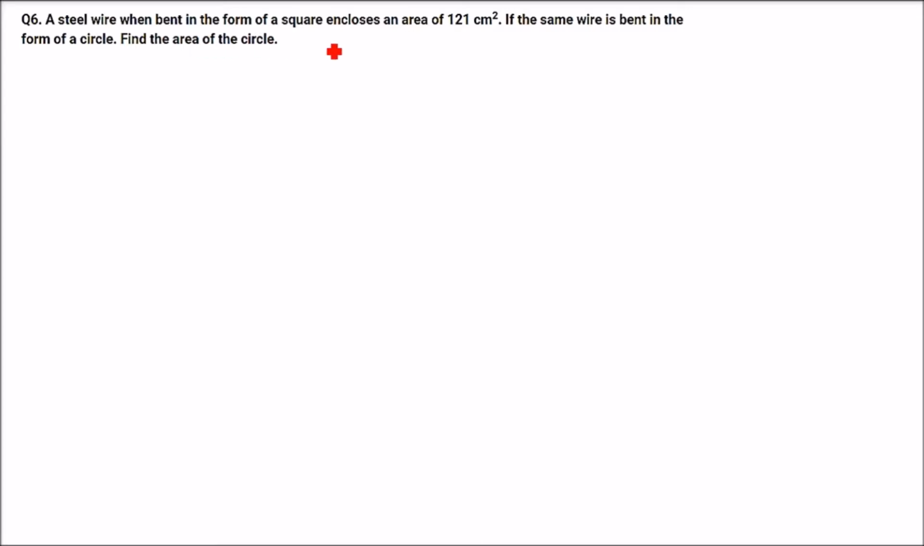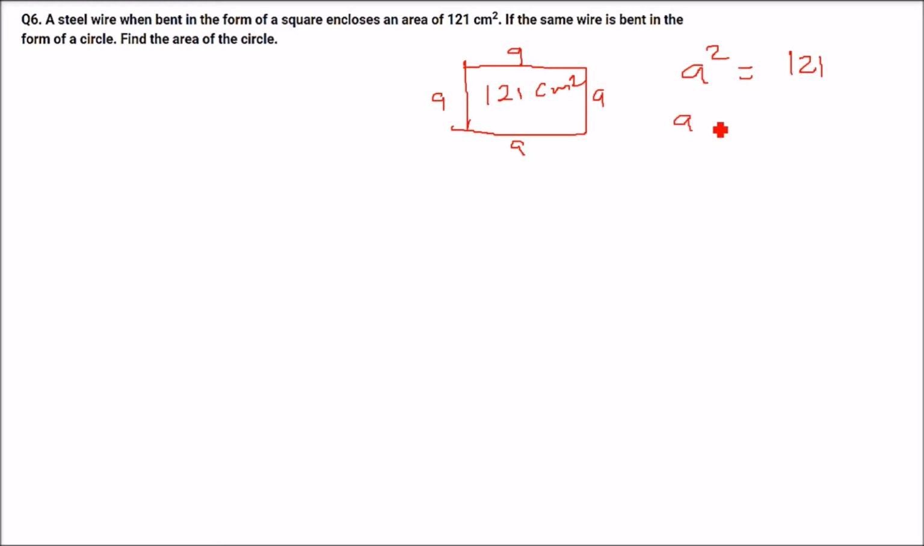A steel wire, when bent in the form of a square, encloses an area of 121 centimeters square. If the same wire is bent in the form of a circle, find the area of the circle. So if you take a square, say a is the side, and all the sides will be equal, right? And the area is given as 121 centimeters square. So we know that the area of a square is side square. So a square is 121.